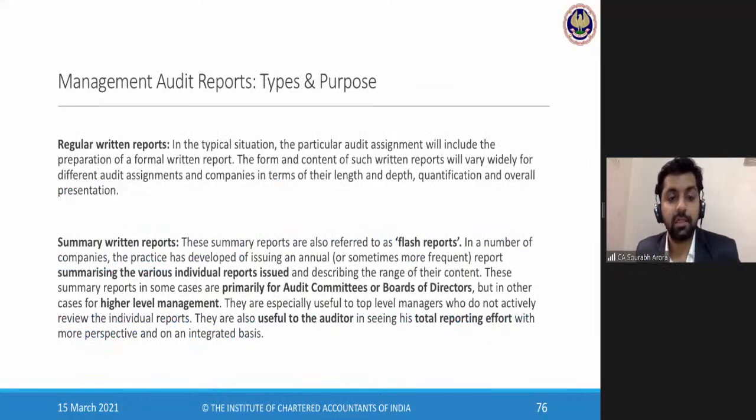Also, one more point over there that I missed. In summary, written reports are also a useful tool for the auditor to evaluate their own performance.